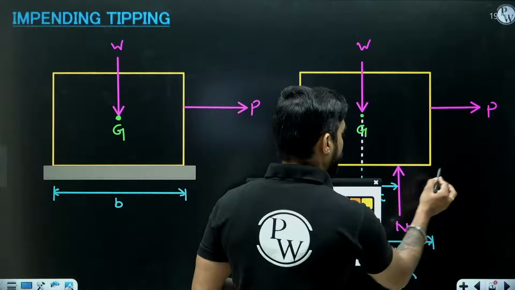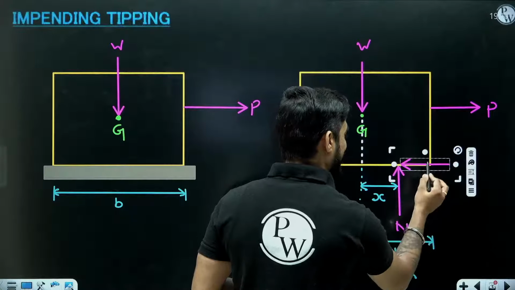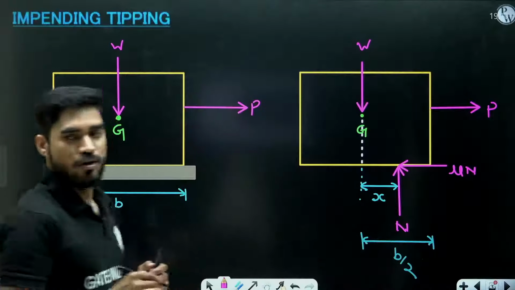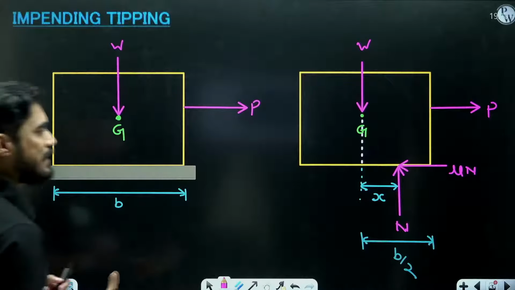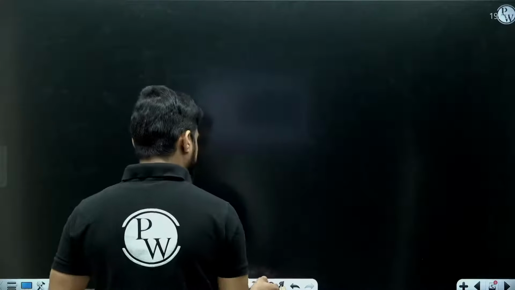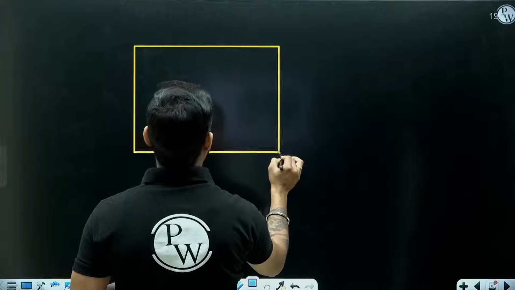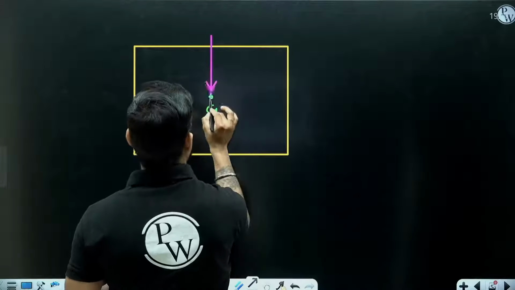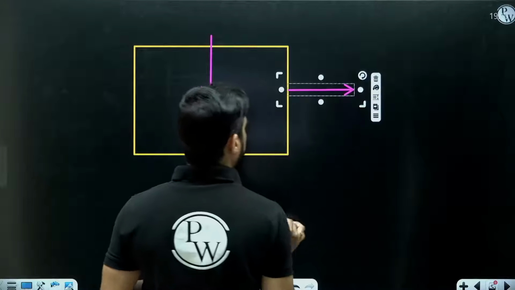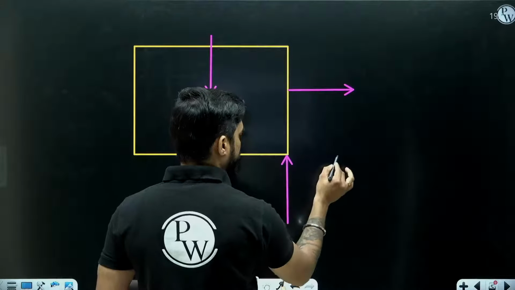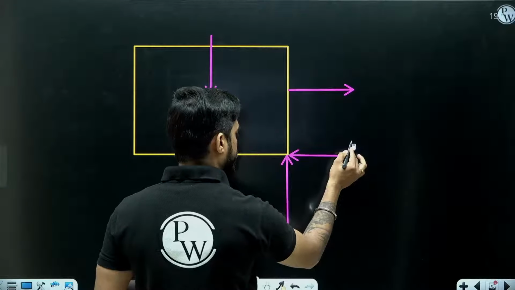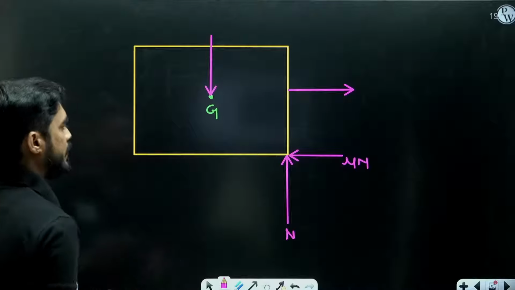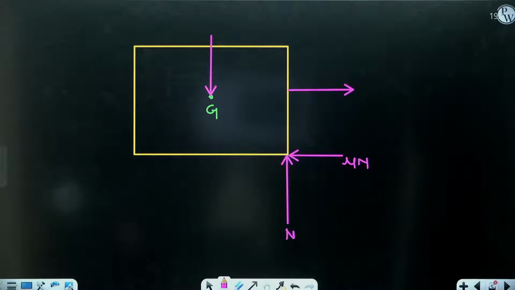Okay, I forgot about one force, the friction force here. This is mu into N. So in case of impending tipping, what happens is the entire normal force will be acting at the edge. So in that case, if I draw the free body diagram, it will look like this. This is the center of gravity G. So the weight is acting at G. This is the horizontal force I am applying, and the normal force is now acting at the edge, and this is the friction force. So this is known as impending tipping. This is the condition of impending tipping.